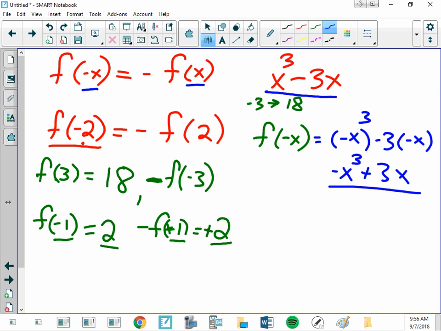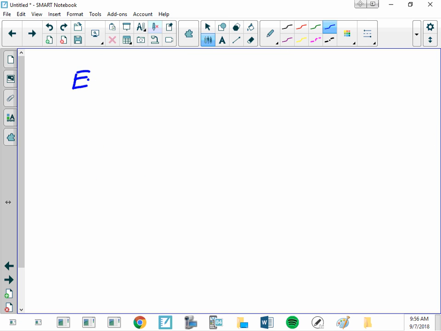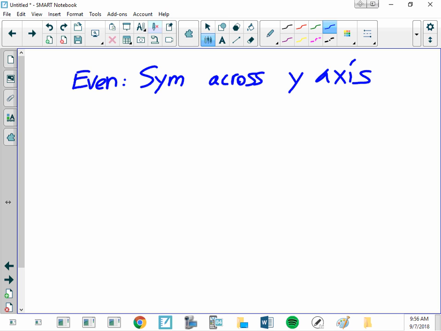All right, now here's the easy definition. Okay, even functions are symmetric across the y-axis, meaning every single even function has a left side that is exactly the same as the right side. So this would be an even function. Okay?